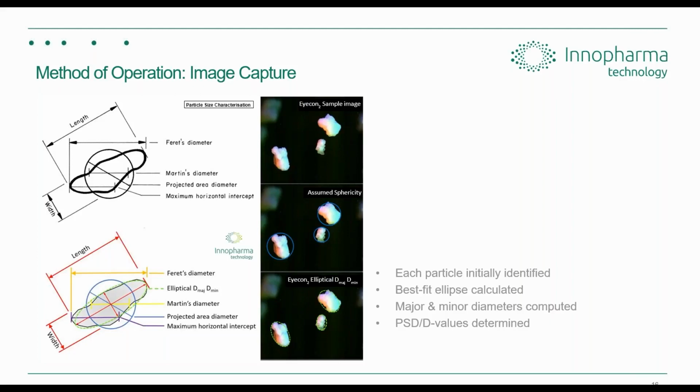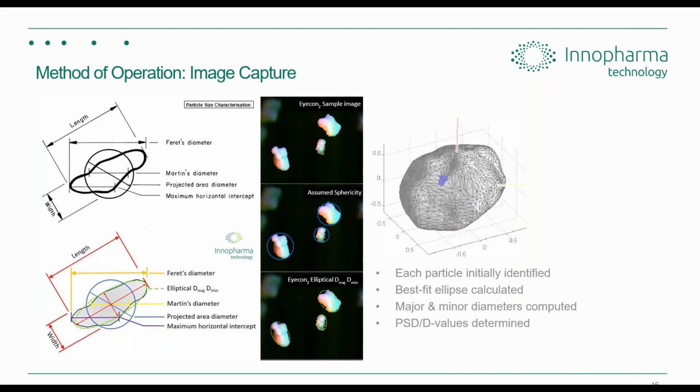If we look at the images in the middle, the top is just a raw image of 3 particles from the Icon. If we look at the middle image, it's with the blue spheres, that's an equivalent spherical diameter being matched to them. But if you use the elliptical method that our system does, you get a tighter fit for irregular shapes, and you get a major and minor axis from that. So from that major and minor axes, you're able to take the average of them for your third dimension, and that's how we work out volume. And our system does that in real time for every image.